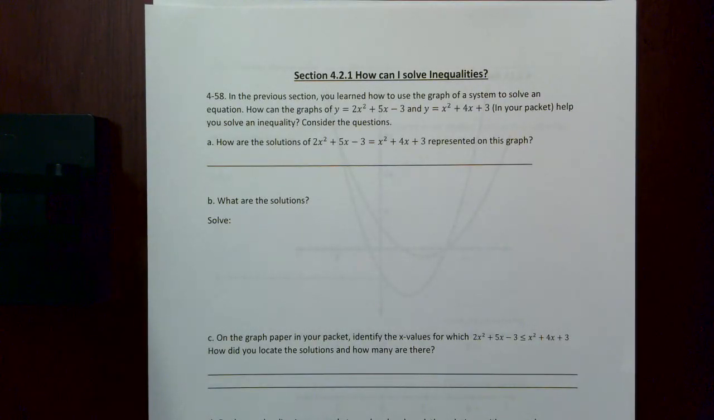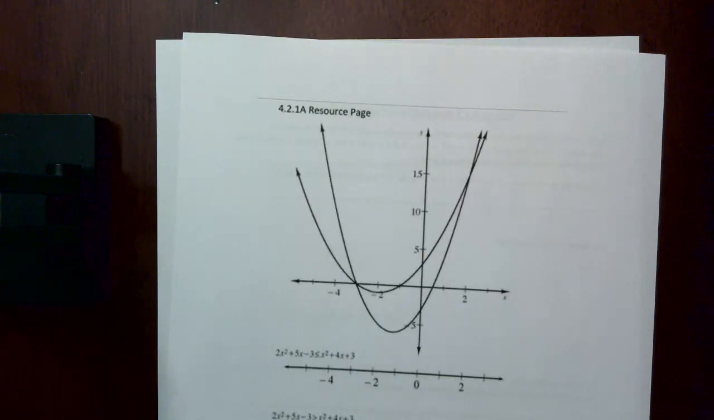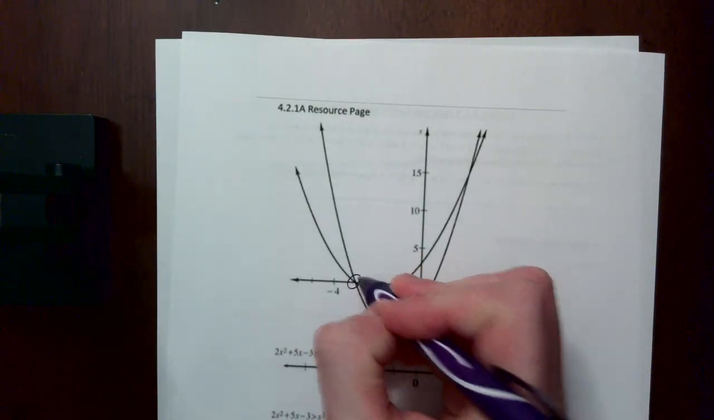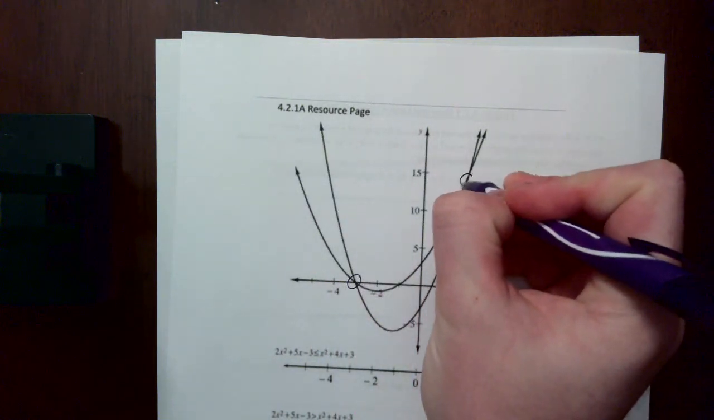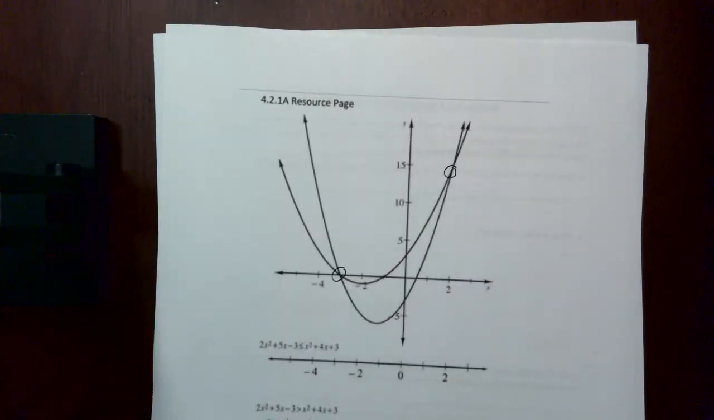It says, consider the equation. How are the solutions to 2x squared plus 5x minus 3 equal to x squared plus 4x plus 3 represented on this graph? Well, folks, if we remember, when we set things equal to each other, our biggest focus is to look for the solutions where they intersect. As you can see, we have different intersection points within the graph. When they cross over one another, we know that they are equal, because whatever x value we plug in, we're going to get the same y value.